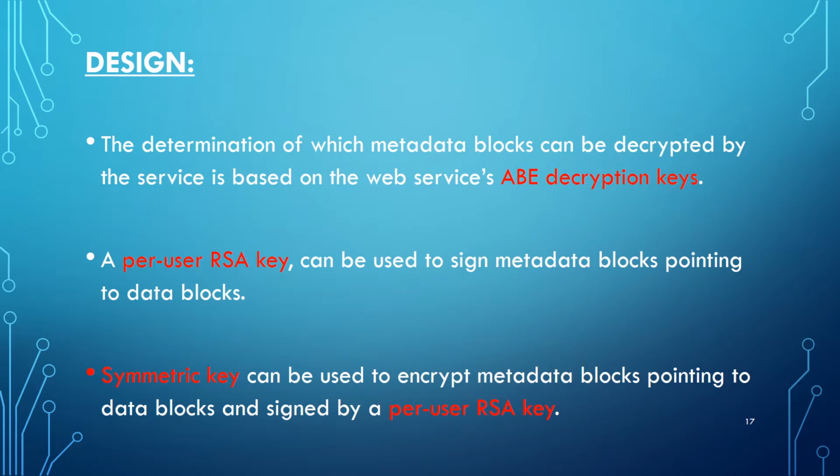Now, a per user RSA key can be used to sign metadata blocks pointing to data blocks. And the last one, the symmetric key, can be used to encrypt metadata blocks pointing to data blocks, and signed by the per user RSA key, because you need the signature, and that's the reason you need to be signed by the per user RSA key.